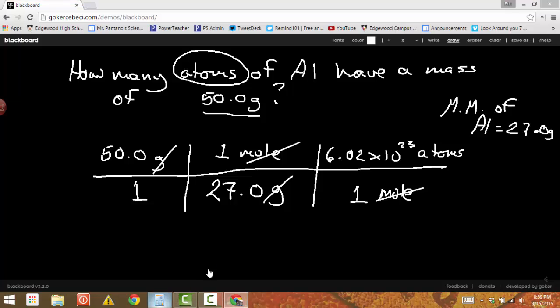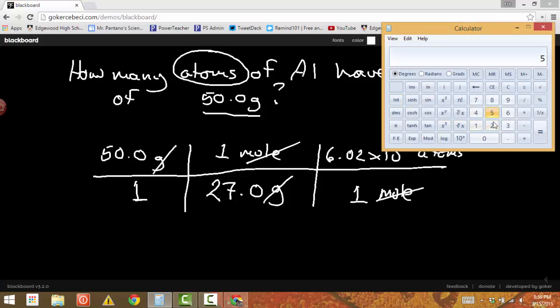All right, let's do that. So 50 times 6.02. Now I have an exponential button. You're going to use that second EE button. 23rd. Equals. That's what that comes out to be. And then I'm going to divide it by 1 times 27 times 1, or just divide it by 27. And that gives me this ridiculously long number.